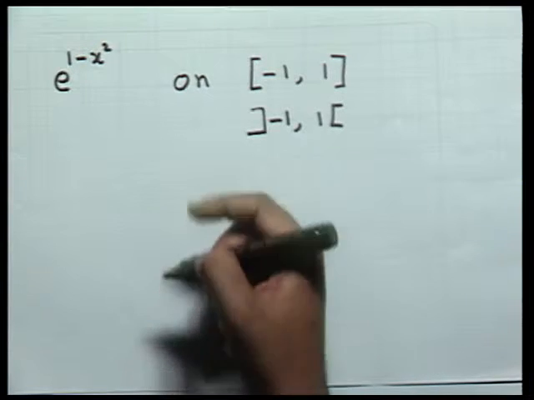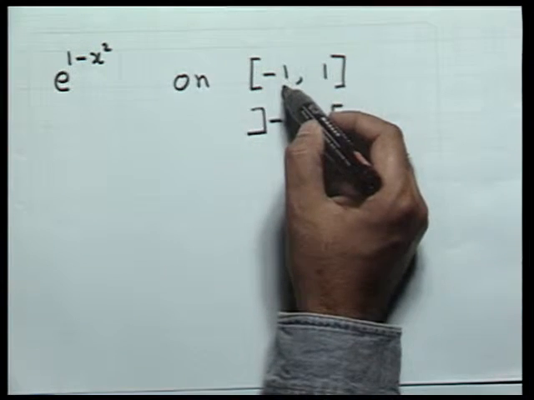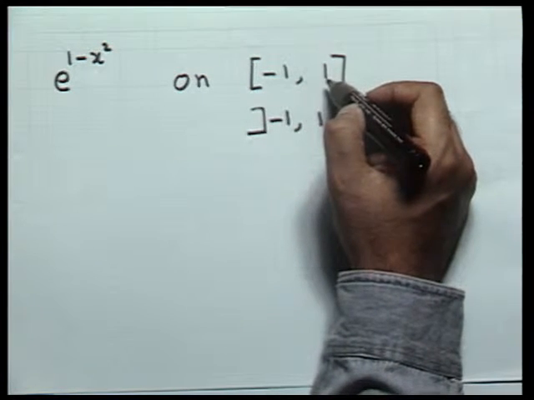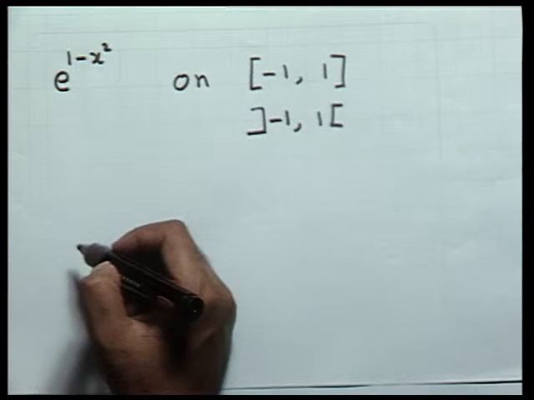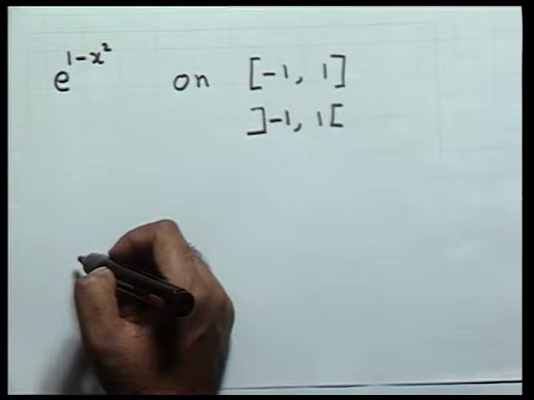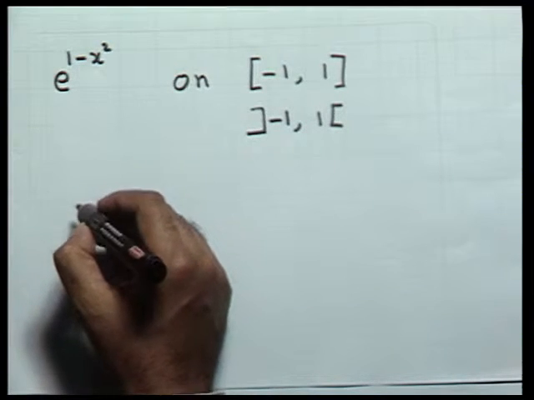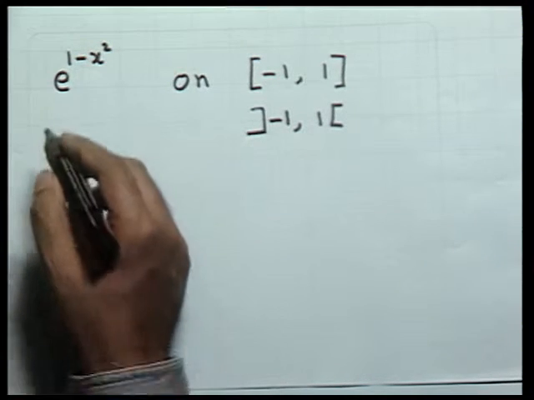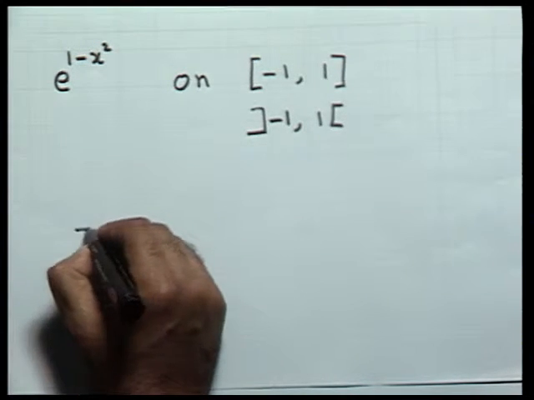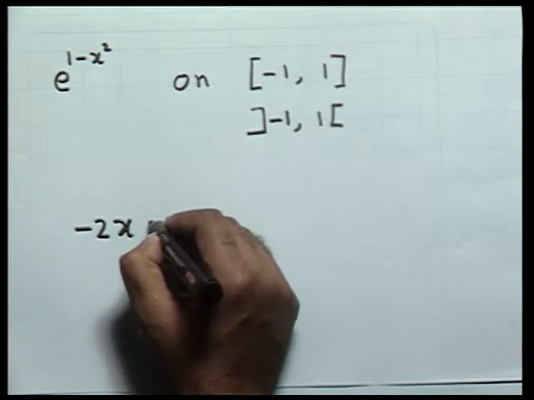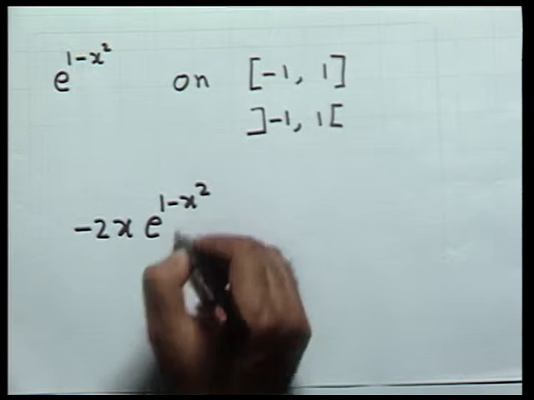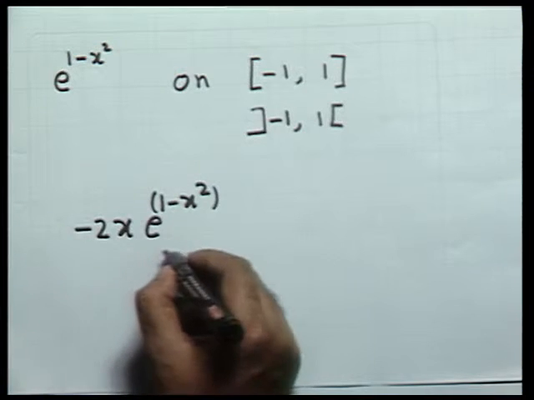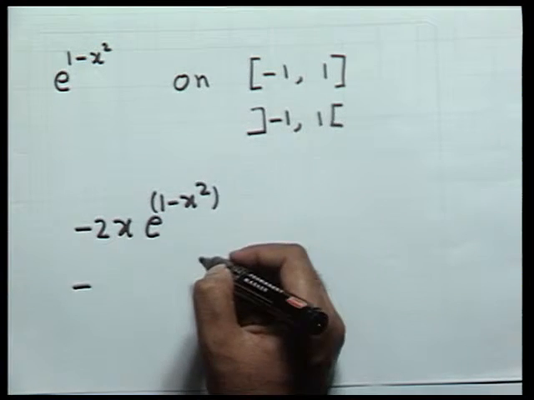You can also check that this function takes the value 1 at minus 1, and it takes the value 1 at 1. Therefore, this function also satisfies the conditions of Rolle's theorem, and hence there exists a c such that the derivative of this function at that point c will be 0. What is the derivative of this function? The derivative of this function is minus twice x into e to the power 1 minus x squared. And so, by Rolle's theorem, there will be a c where this derivative will be 0, and c lies in the open interval minus 1 to 1.